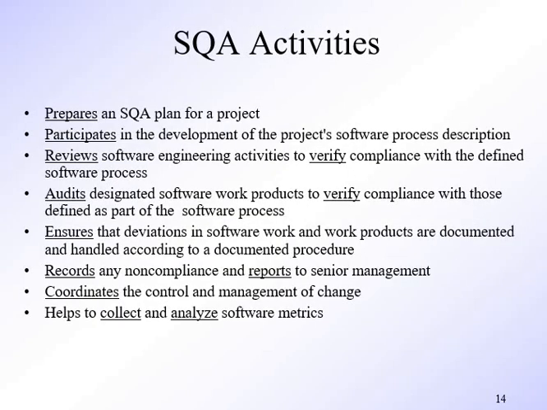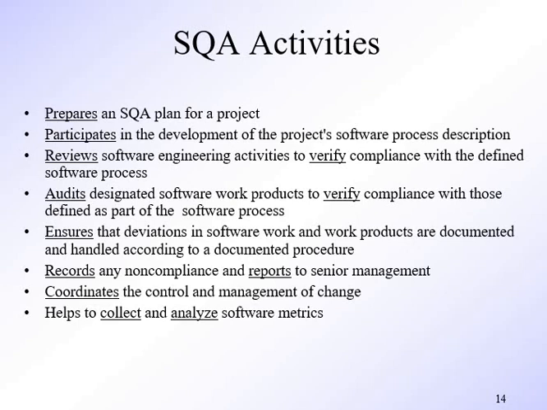Now, what should be the SQA activities, the software quality assurance activities? First of all, prepare an SQA plan for the project, participate in the development of the project's software process description, then reviews, then audits, ensure that deviations in the software work and the work products are documented, record any non-compliance and report it to senior management, and coordinate the control and the management chain.